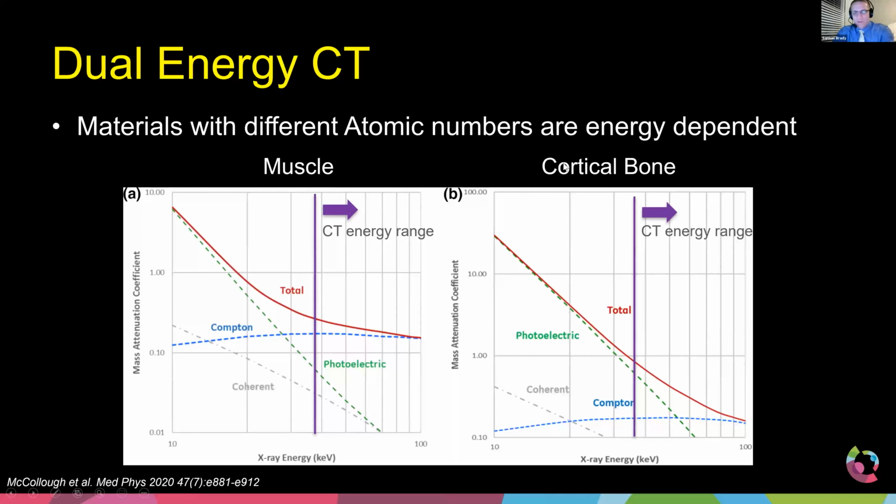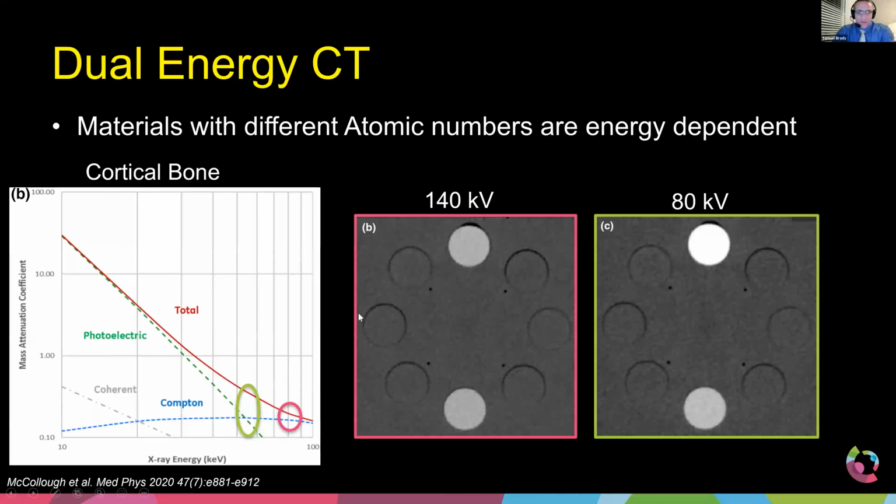For example, here's muscle and cortical bone, and the energy as to which type of interaction the X-ray will undergo. So for muscle, as an example, if it's a relatively high energy, it's predominantly going to interact with Compton scatter, and there's going to be very little, if any, photoelectric effect. And conversely, when you look at cortical bone, if you're somewhere in the middle to low range, you're going to definitely have Compton scatter, but you might have a little bit more photoelectric effect. So why does this matter?